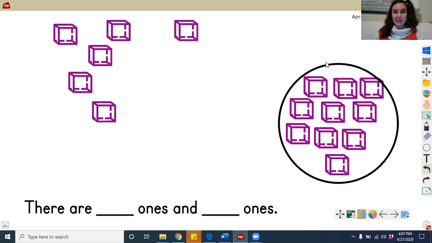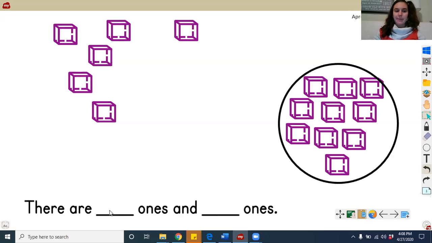Okay, so let's think about this again. Right here, I know that there are 10 ones, because I put 10 of my magnets inside the circle. So again, there are 10 ones. Go ahead and say that with me. There are 10 ones. And then over here, I have 6 ones. Go ahead and say that with me. We have 6 ones.